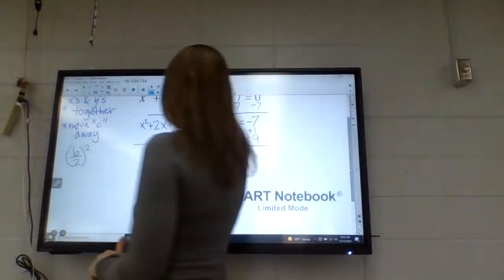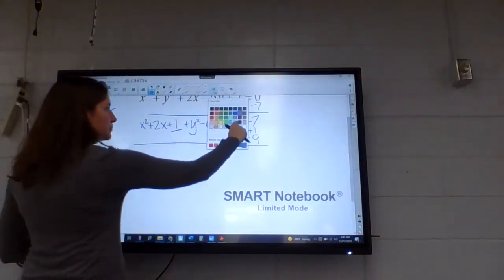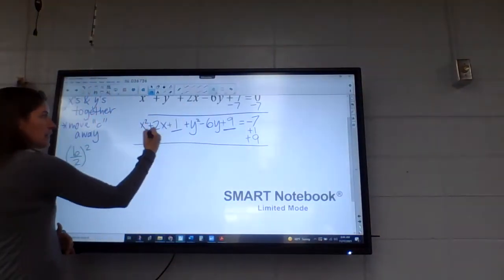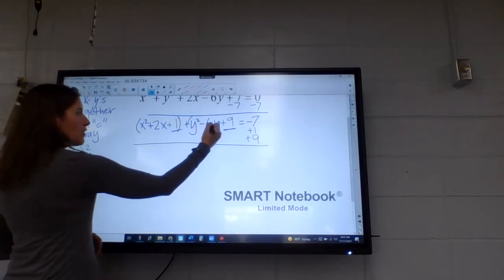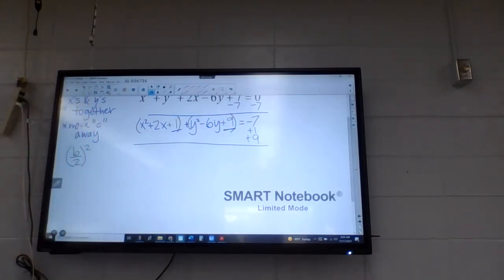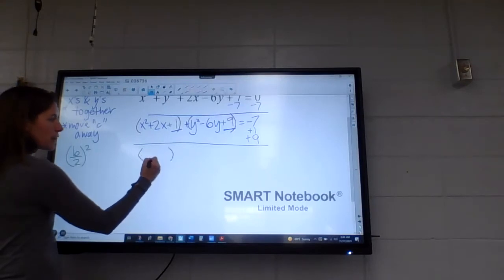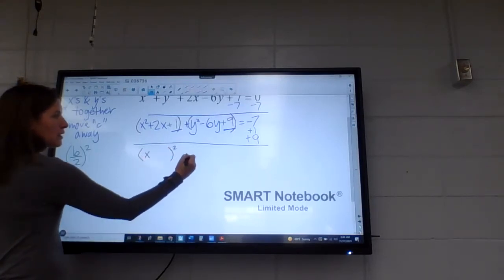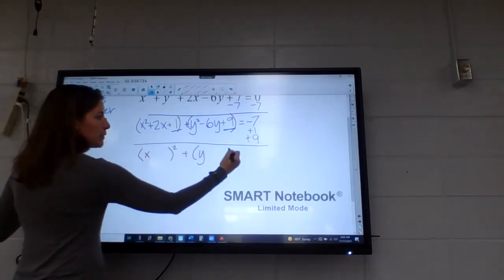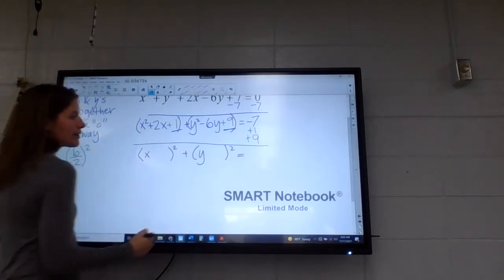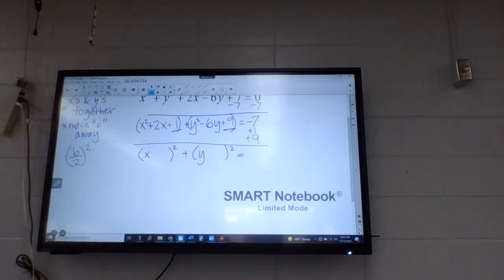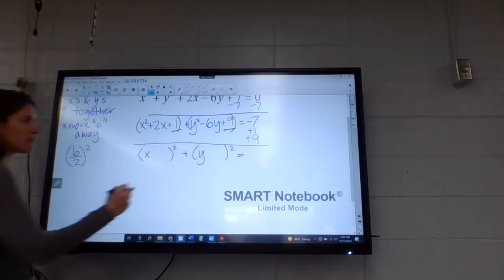So hopefully you're noticing that this should now be able to be factored. That x squared plus 2x plus 1 should be able to be factored using our perfect squares. The y should also be able to be factored using our perfect squares. And then I can just add all that together on the other side, so that's 3 over there, right?